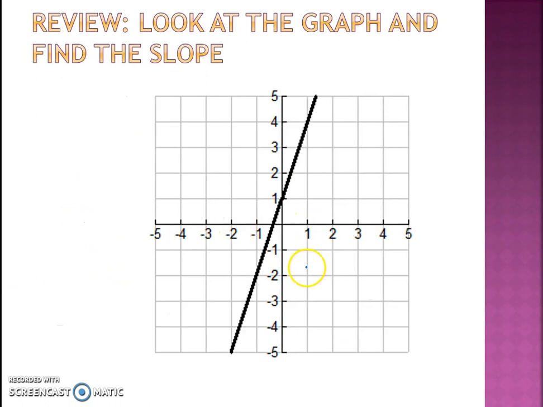Review. Look at the graph and find the slope. So we're going to pick a good point like this, and then another one in the corner, and we're going to do rise over run. So you go up or down first, y over x. So the slope will be 3 over 1, which is 3.